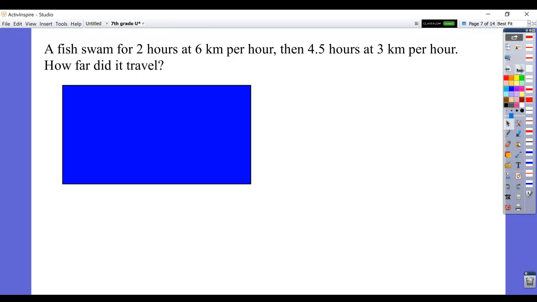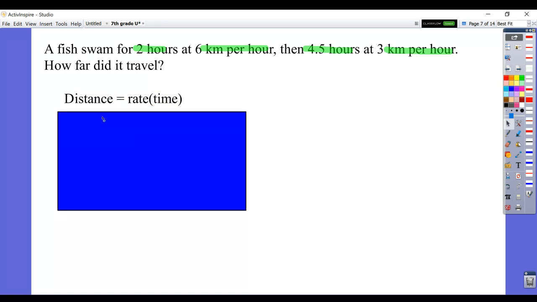This one says a fish swam for 2 hours at 6 kilometers per hour, then 4.5 hours at 3 kilometers per hour. How far did it travel? So this is not the same as a cross product situation. This is a traveling situation where it's gone 2 hours at this rate, then 4.5 hours at this rate. So the question is, what was the total distance that it traveled? Well, we know that distance equals rate times time.